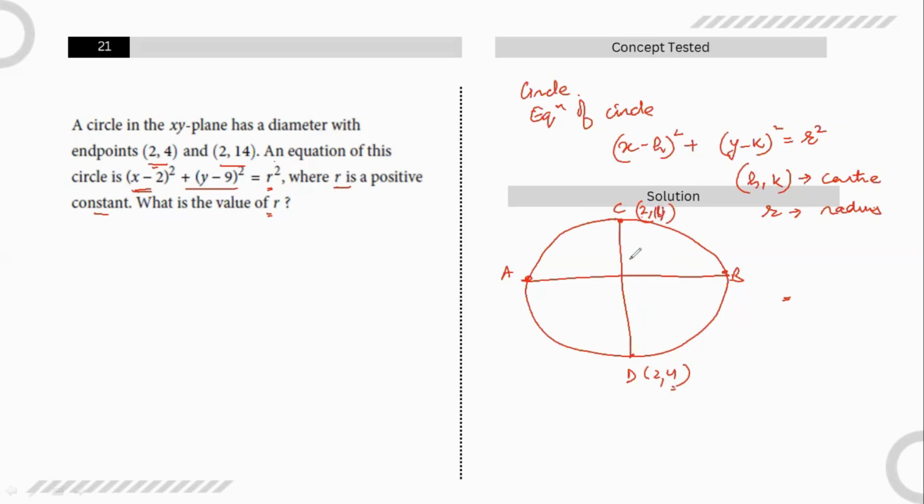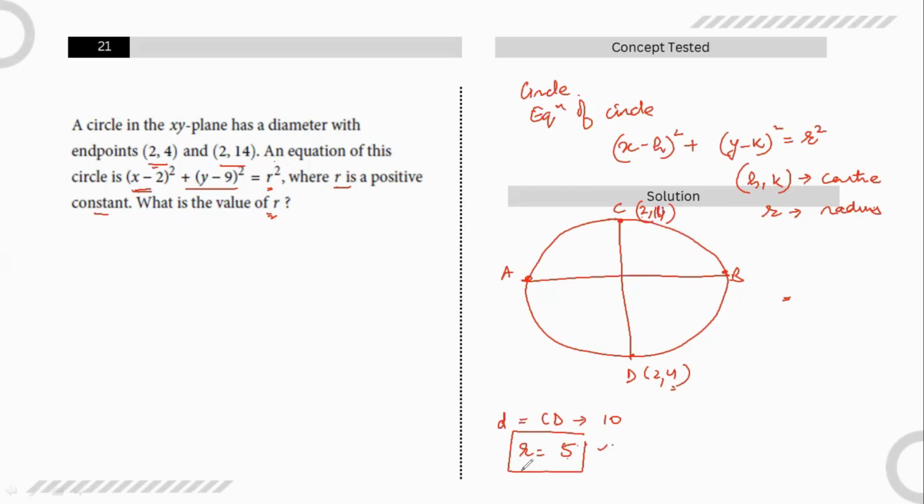That means what will be the diameter here? Can we say CD will be nothing else but 14 minus 4, that is 10. So if the diameter is going to be 10, what will be the radius? That is going to be half of the diameter, which is 5. Hence, we can easily say that the radius is going to be 5. The value of R is 5.